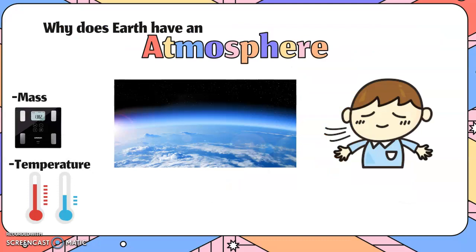Why does Earth have an atmosphere? Simply put, it is the mass and temperature. The mass of the planet holds the gas molecules, and the temperature gives those molecules energy to keep them from escaping the atmosphere. These two factors are also what allows us to breathe.